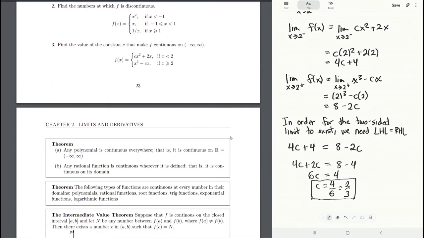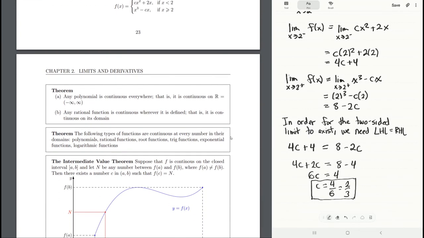The next two theorems will talk about which types of functions are continuous.